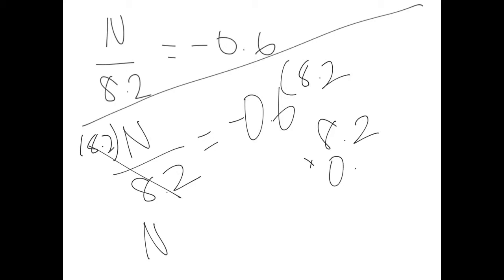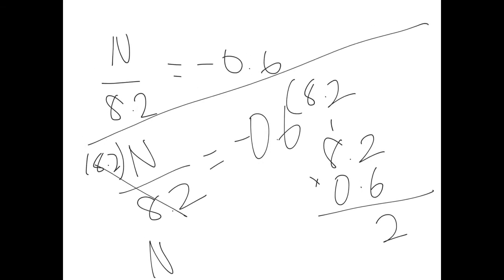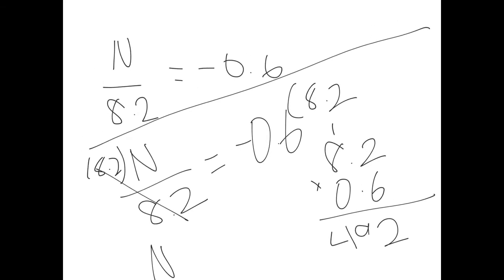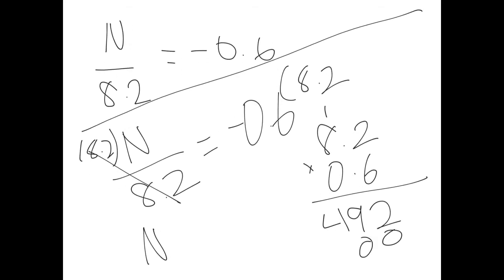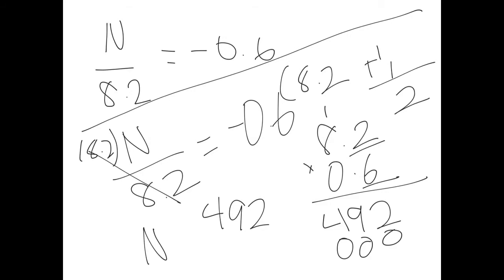And then you're going to do 8.2 times 0.6. 6 times 2 is 12. Then 6 times 8 is 48 plus 1 is 49. Then you're going to add a 0. And then you're going to do 0 times 2 is 0. And then 8 times 0 is 0. So your answer will turn out to be 492. But you have to do the decimals, so you're going to do the decimal places. So 1 plus 1 equals 2. So you're going to move the decimal 2 places. So 1, 2. So your n is going to equal 4.92.